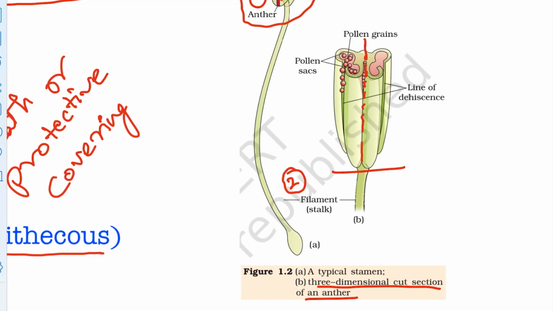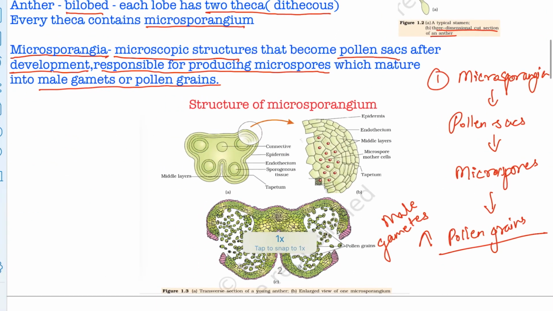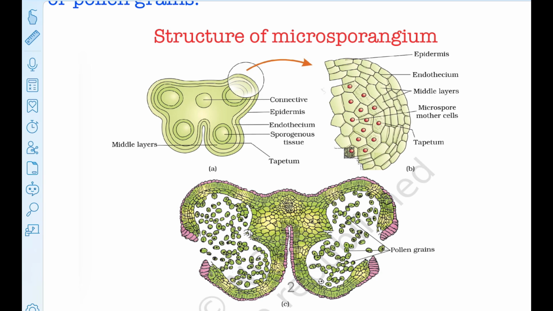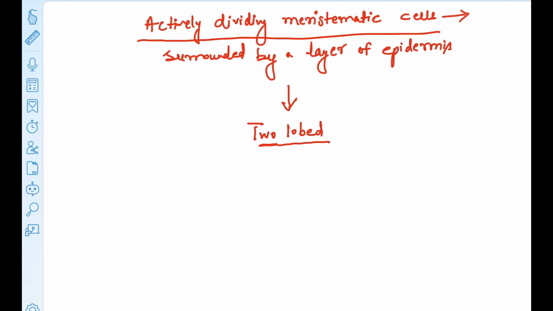Okay, this is the enlarged image of an anther. Here you can see that a longitudinal groove is running and separating the theca, and these theca contain microsporangium that develops into the pollen grains. Okay, focus on this diagram, and let's first talk about a young anther. So this is a transverse section of a young anther. First, let me explain it. A young anther contains actively dividing meristematic cells, and they are surrounded by a layer of epidermis, and then they become two lobes, and each lobe has two pollen sacs.